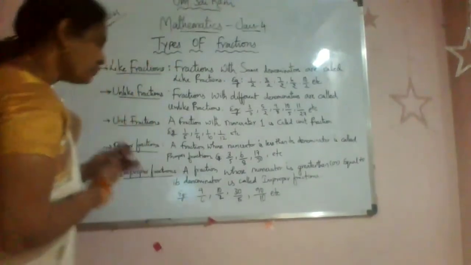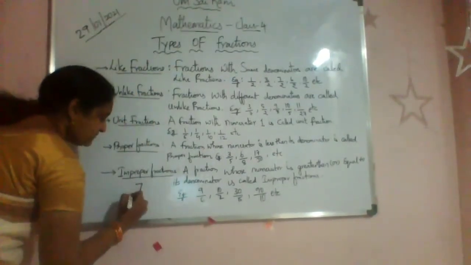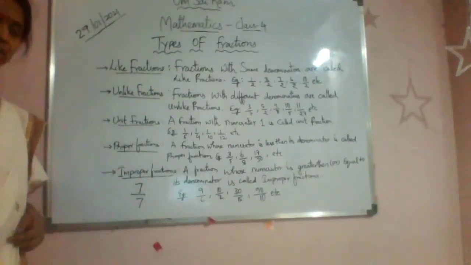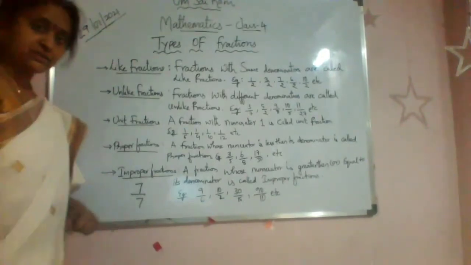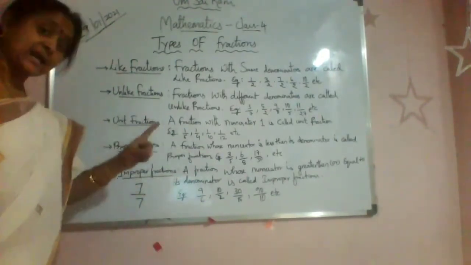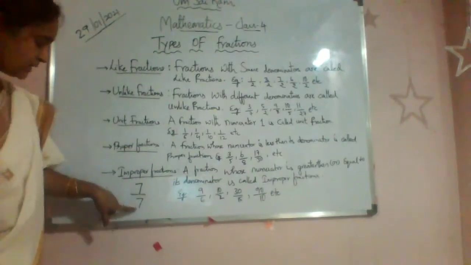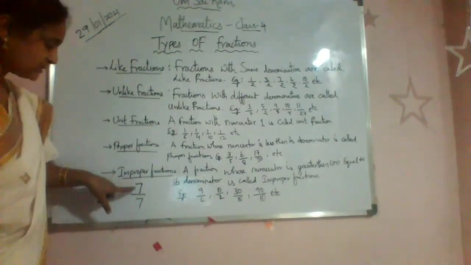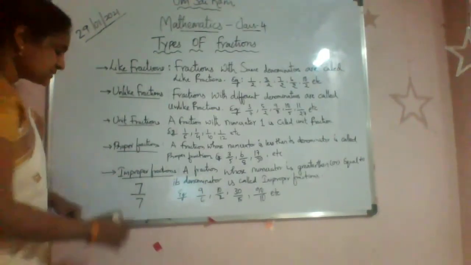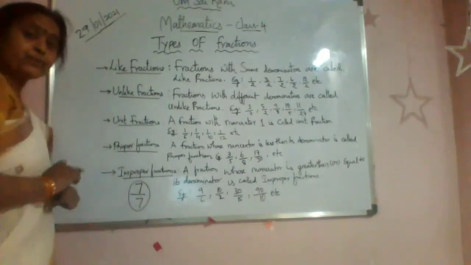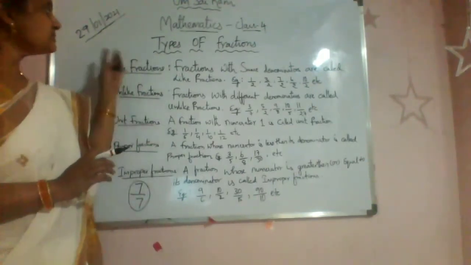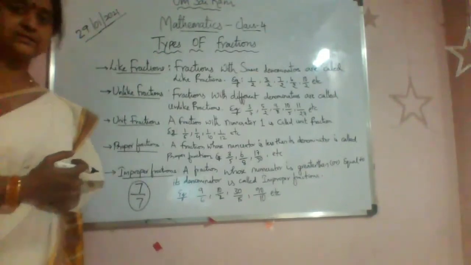Suppose here I am giving one more example. 7 by 7. This is also an improper fraction. Why? The numerator is greater than or equal to the denominator. Here the denominator is 7 and the numerator is 7. So we can also say this is an improper fraction. So these are some types of fractions.